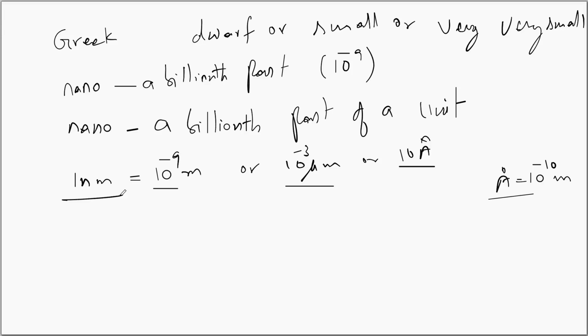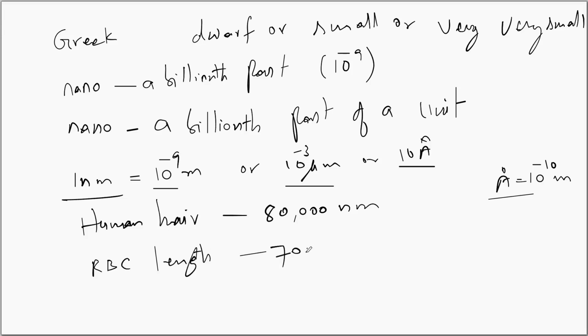To get a feel of the numbers, let us try to look at a couple of examples. For instance, the human hair thickness will be about 80,000 nanometers. Similarly, the RBC length, that is the red blood corpuscles length, will be about 7,000 nanometers. At 0.1 nanometers, that is angstrom units, we have the atomic scale, and the nano world is a borderland between the quantum world and the macro world.